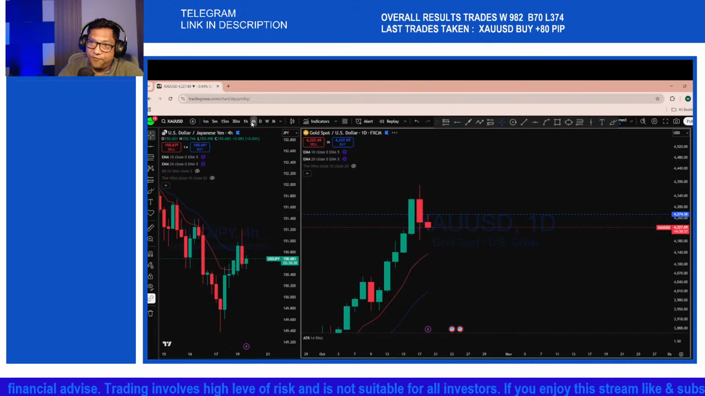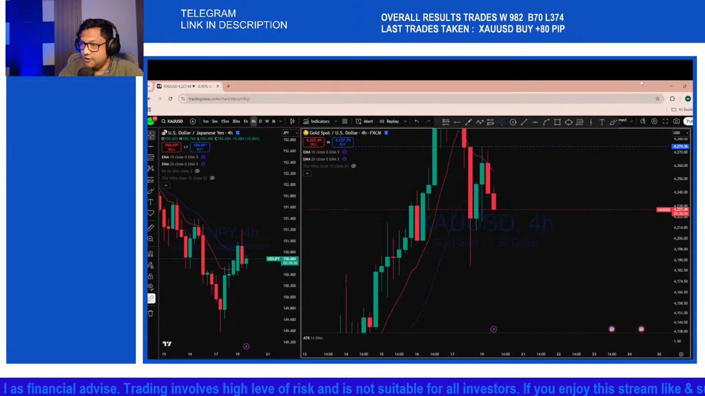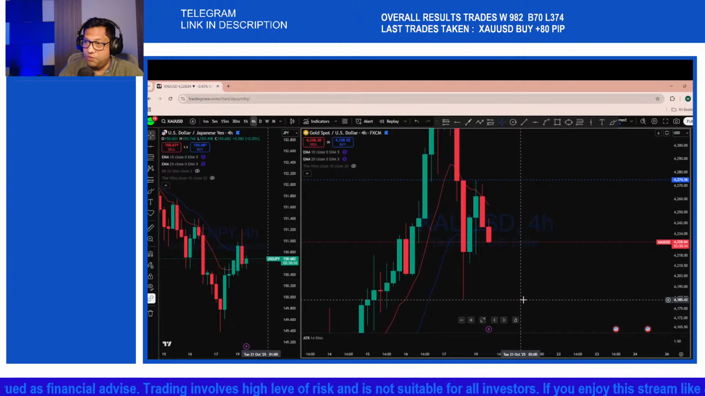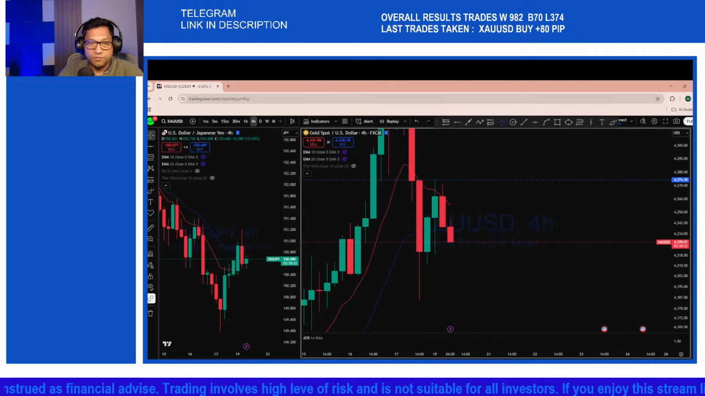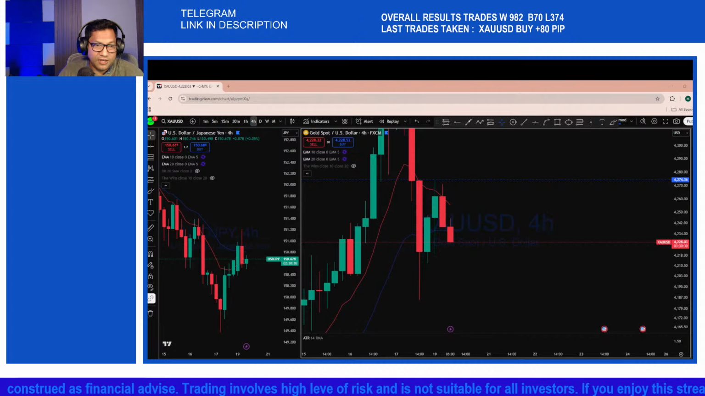So looking at the 4-hour chart here, the market structure after the previous session's 4-hour candle, the market started to drop again back below here in that market.